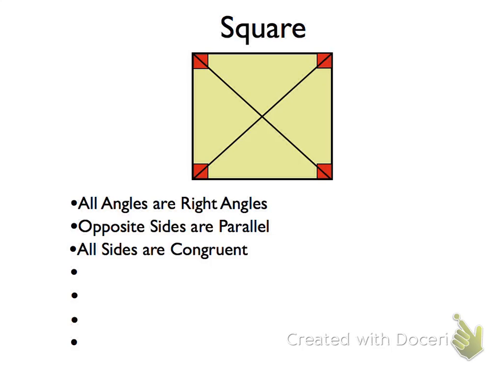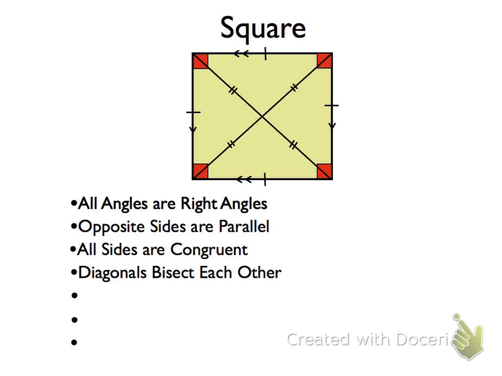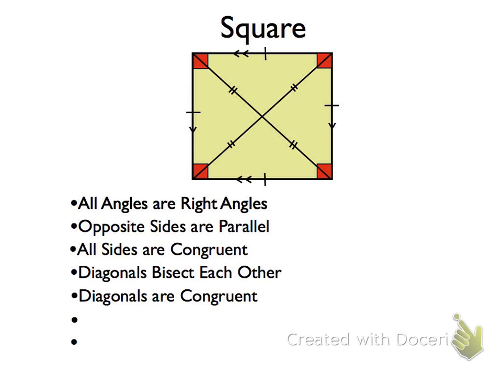Here we have all sides congruent, and we have opposite sides parallel. Okay. We also have diagonals that bisect each other. And once again, when it bisects each other, then these are all congruent pieces. Diagonals are congruent, so the length across, if this is 20, this would be 20, and then when they bisect each other, this would be 10, 10, 10, 10.